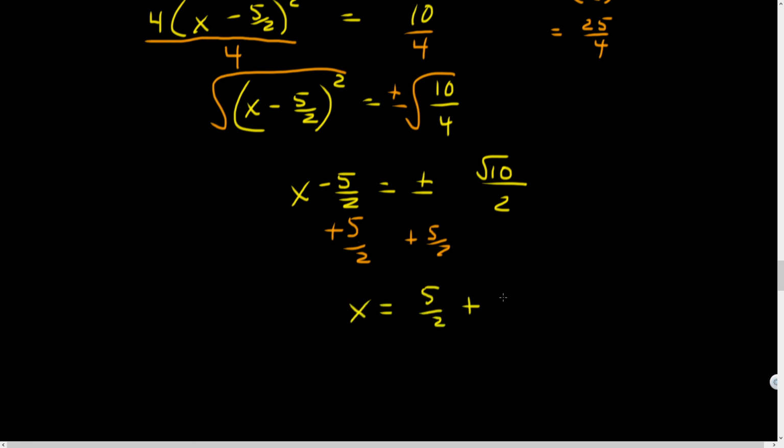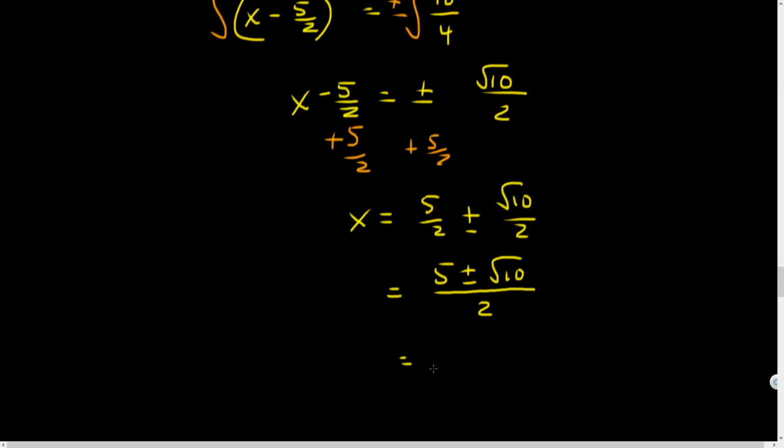So 5 halves plus or minus the square root of 10 divided by 2. And I suspect if I get a negative answer, it probably won't work. All right. Also, because these fractions have the same denominator, you also could imagine it this way: 5 plus or minus the square root of 10 all over 2.